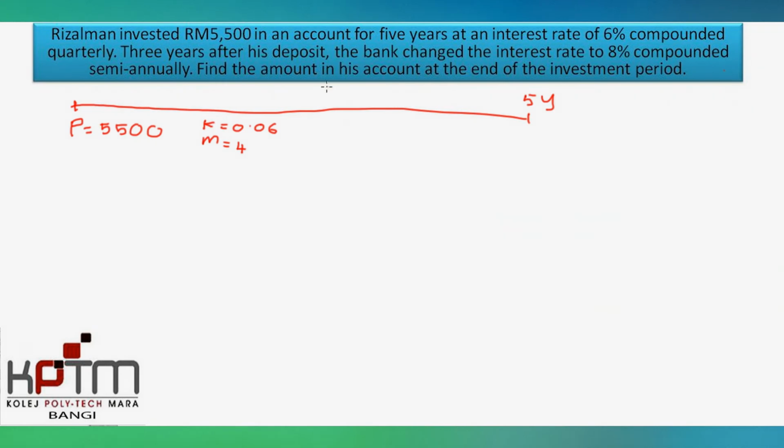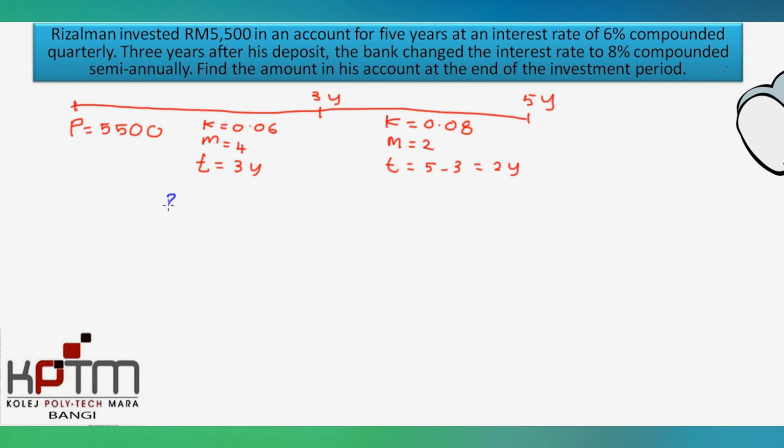3 years after his deposit, the bank changed the interest rate to 8%, that is our K, 0.08, compounded semi-annually, so our M should be 2. So we have to divide into 2 sections. The first one, our time is 3 years. Then our time here should be 5 minus 3, which is 2 years.